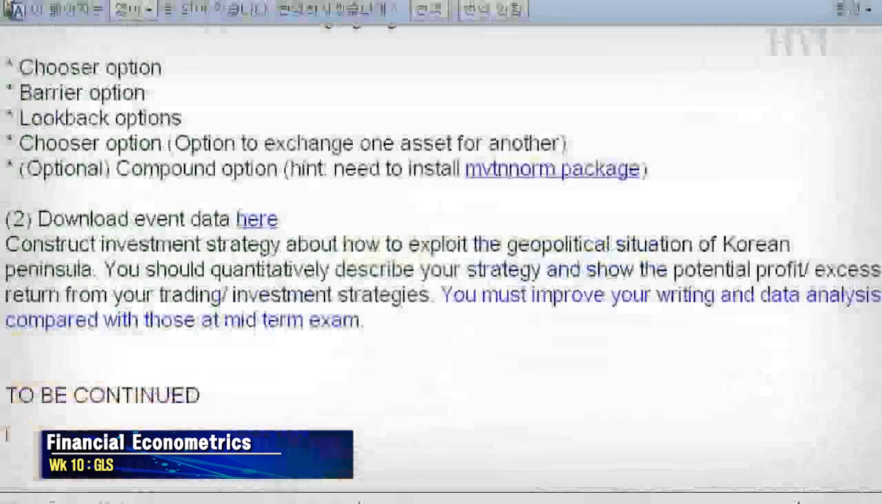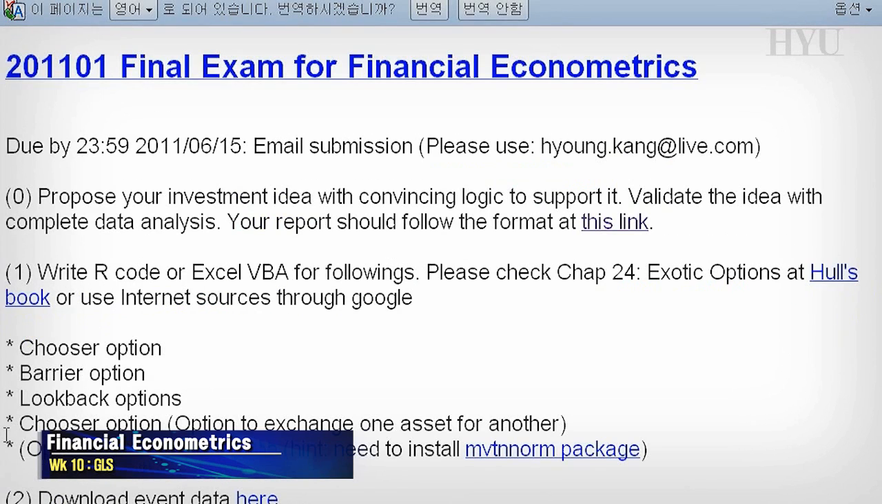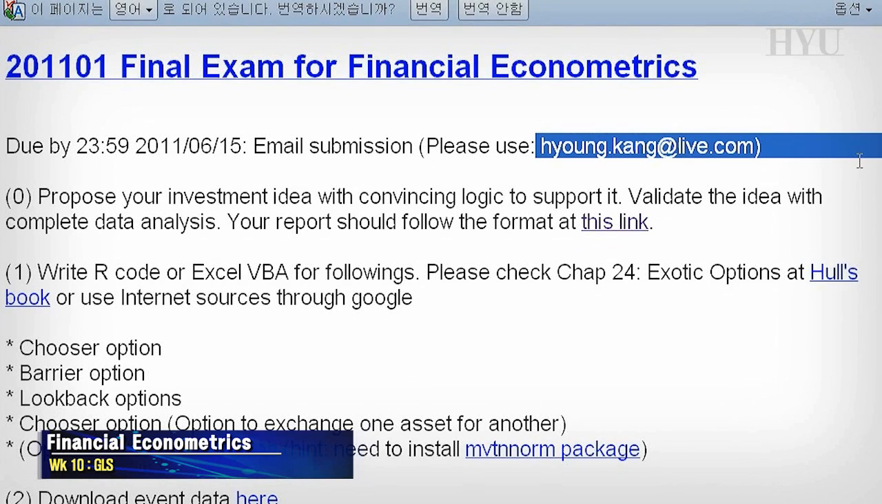Question number 2 is the same as Mr. McKim's. Download events data about North and South Korea events. Your solution for the midterm exam was not entirely good, so I'll give you another chance. Please improve your analysis for the final. The due date for this final exam is 6/15. Please submit your homework to this email address.